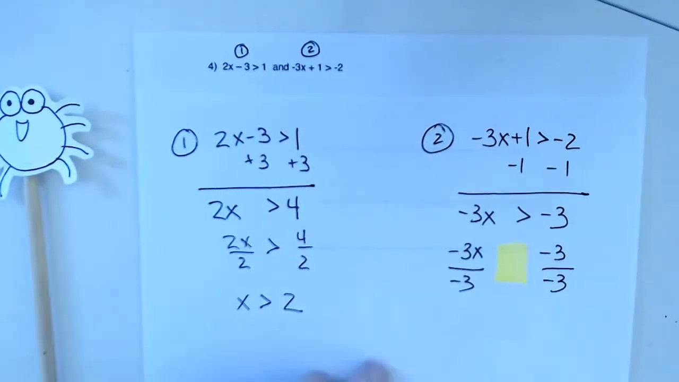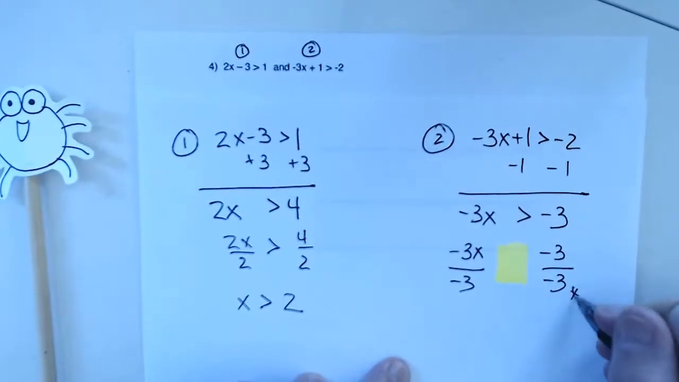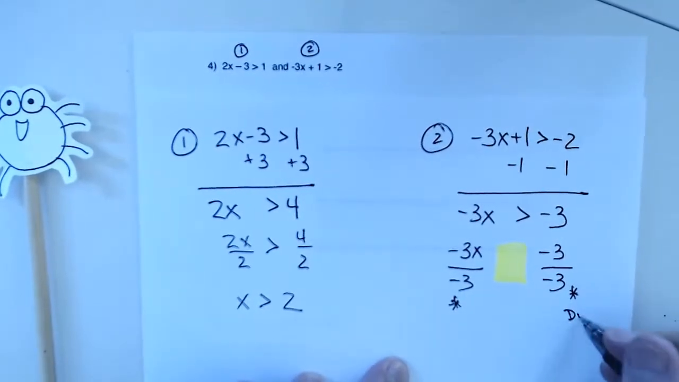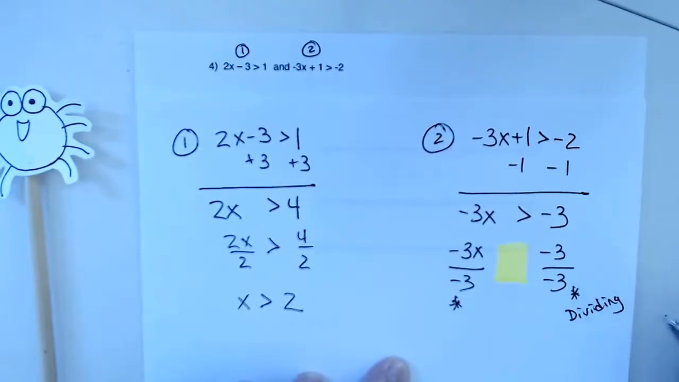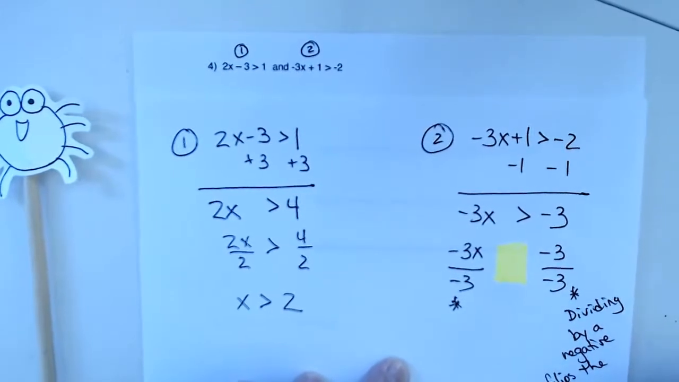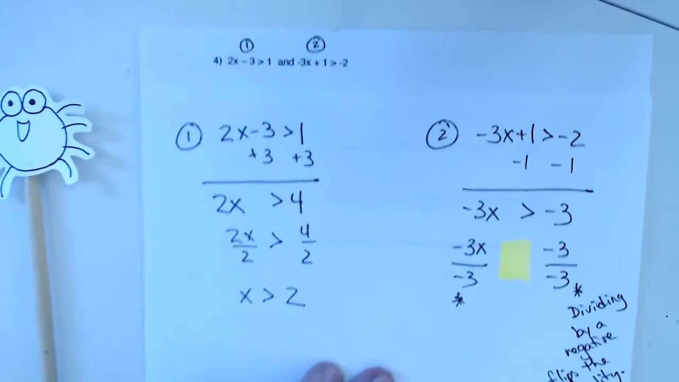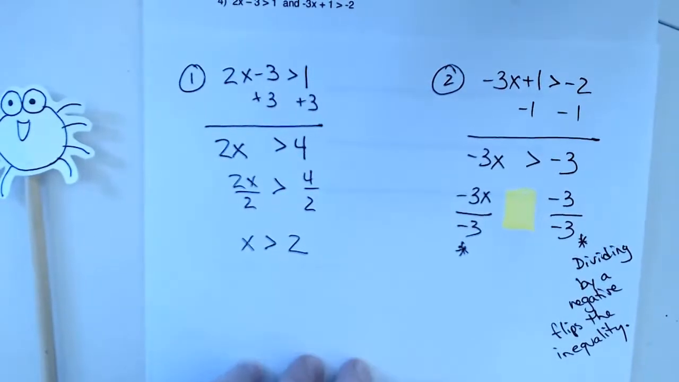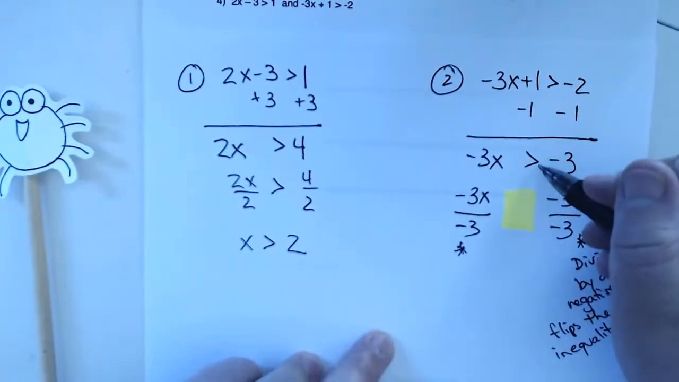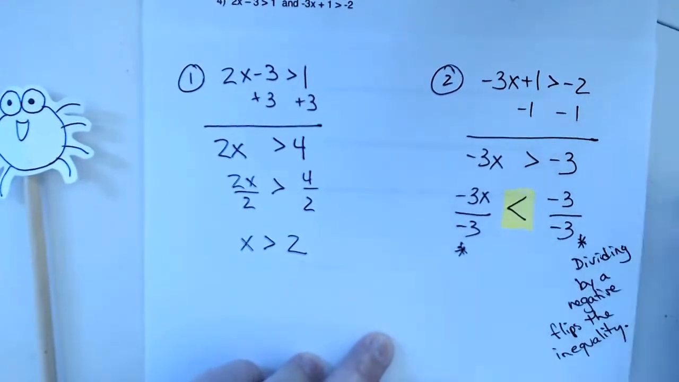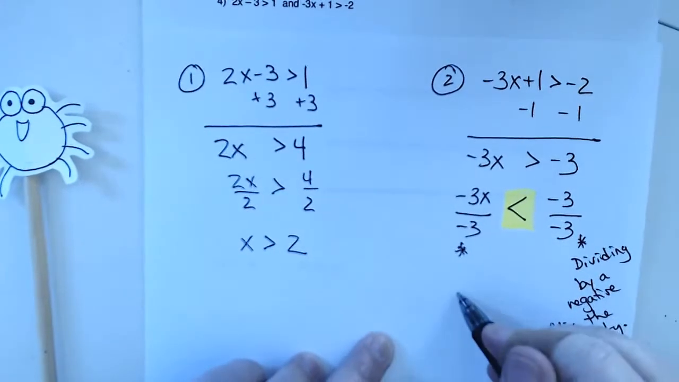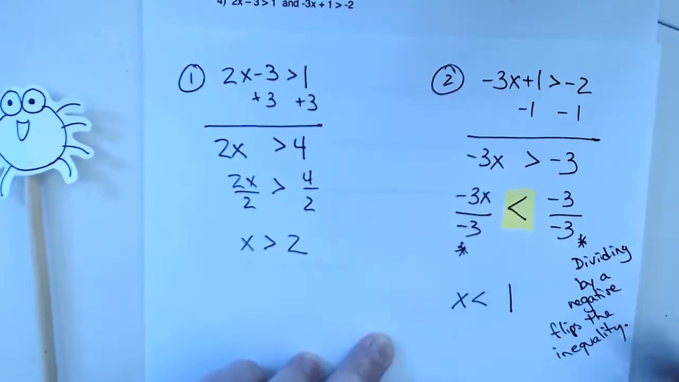Let's be honest, right? So when I divide, remember, I can't spell and talk at the same time, so I'll be right back. Dividing by a negative flips the inequality. There we go. Thank you, phonics. Okay, so my inequality was a greater than. It will now be a less than. So let's see. Over on the left, I get x is less than 1.